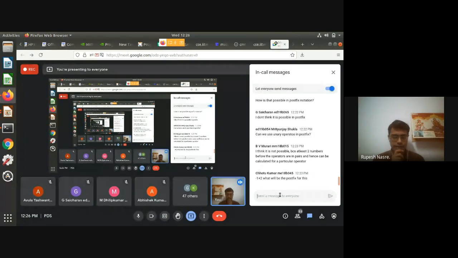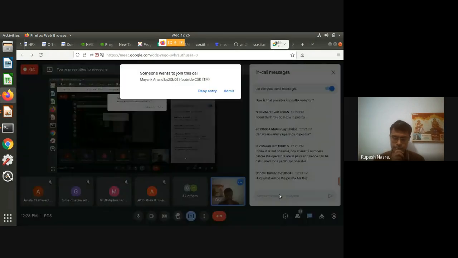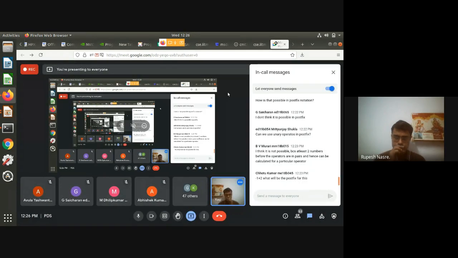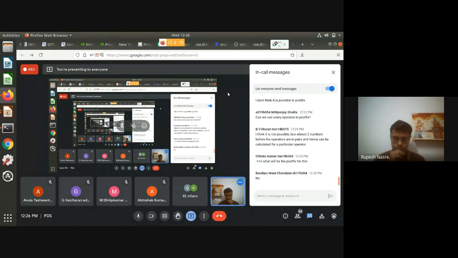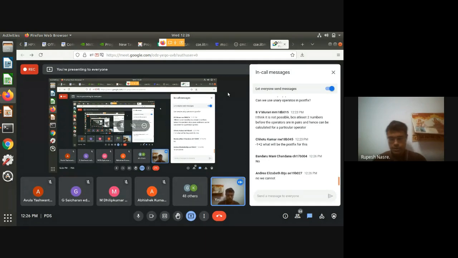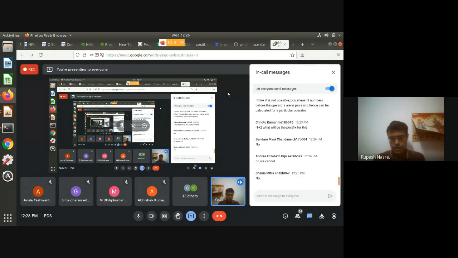And does that convey anything about the size of the stack that you require? Can we say that our stack size will always be bounded by 2 if all of the operators that we have are binary? Okay, Mani Chandana says no. Andrea says no. Shania says no.